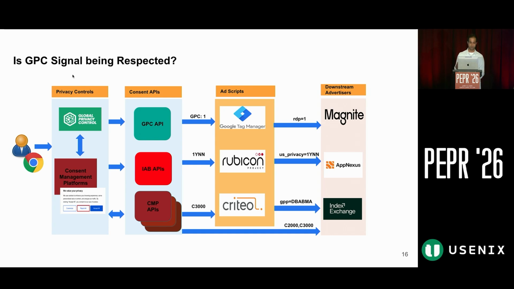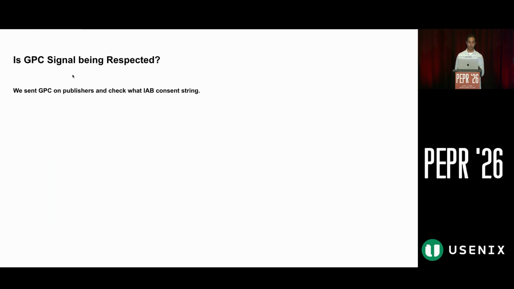Recall that GPC is primarily applicable right now to California and other states, and is legally required to be respected in California. So what we did was we sent the GPC signal across all these publishers and then tried to see what these IAB APIs or consent APIs in those publishers' platforms actually return. And unfortunately, similar to the prior work, we found that for about 15% of the publishers, even though the GPC signal said opted out, the IAB APIs, which are supposed to transmit the user consent signal, still said a user has opted in for data selling or sharing.